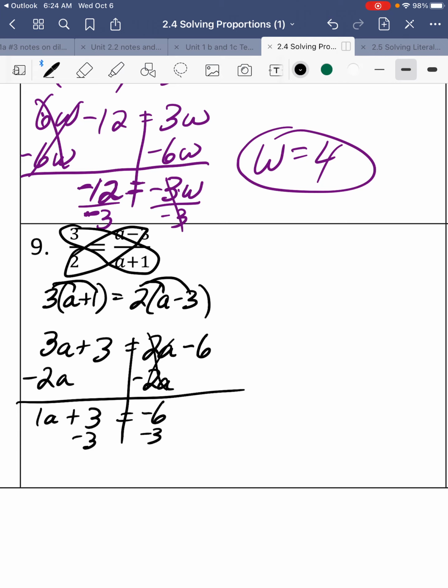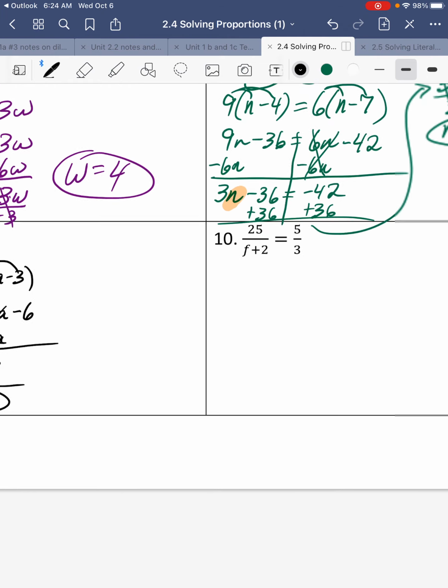We're going to subtract 3 from the negative 6. Those are our like terms. We have 1a, which is just a. 1 times a is a. Negative 6 minus 3 is negative 9. So the a is going to equal negative 9. Sweet.